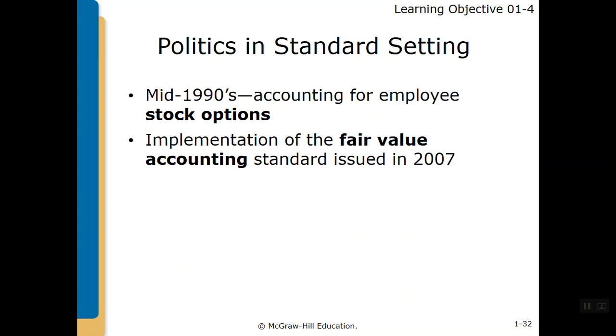So there was some political pressure, and at some point in the 90s, there was an implementation of the Fair Value Accounting Standard, and that was in 2007, sorry about that date, which required companies to report as an expense the value of those stock options, so that they now have to report as compensation expense when they give employees stock options. And they do that by basing that expense on the fair value of the stock options when they're awarded.